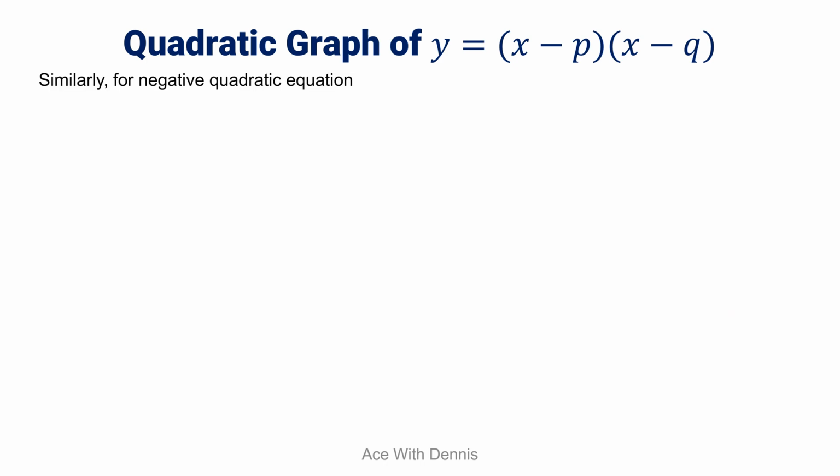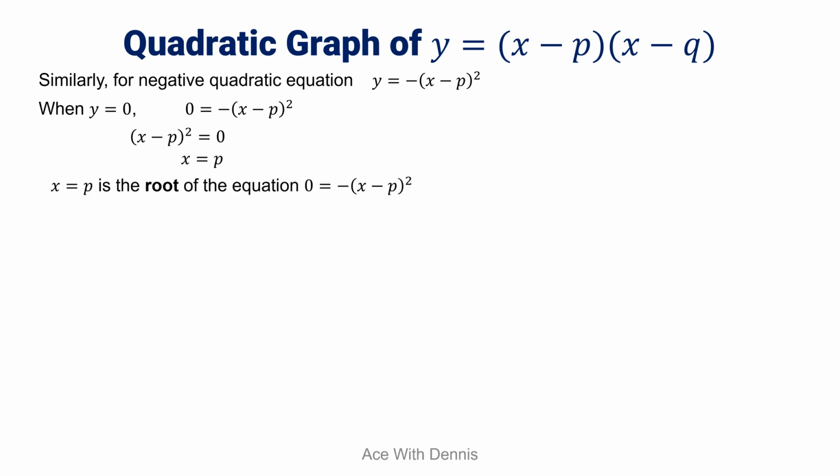Similarly, for the negative quadratic equation, y equals negative (x minus p) squared, where y equals 0, the equation becomes 0 equals negative (x minus p) squared, which means (x minus p) squared equals 0, hence x equals p. So x equals p is the root of the equation 0 equals negative (x minus p) squared, which is the x-intercept of the quadratic graph. And again, for this case, we only have one real root.